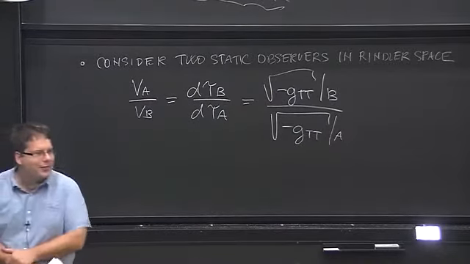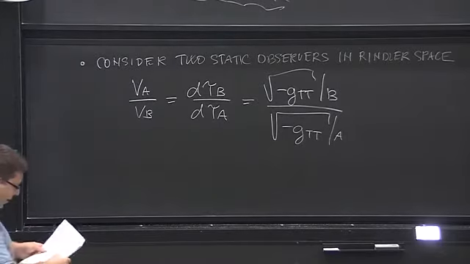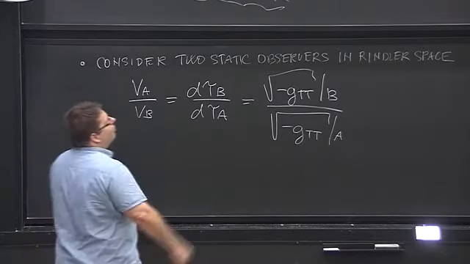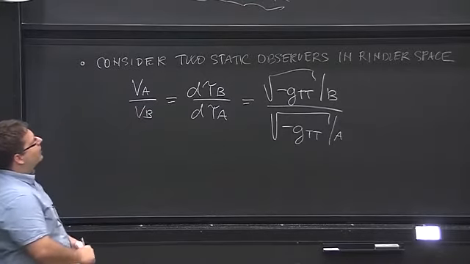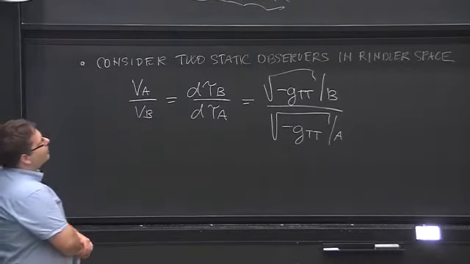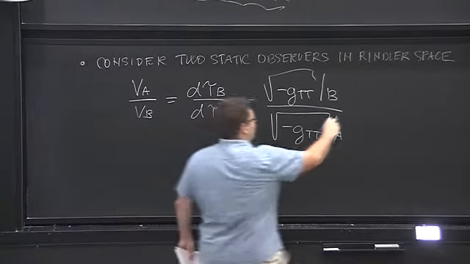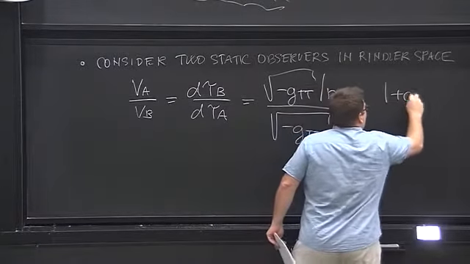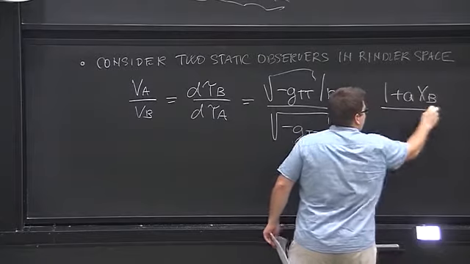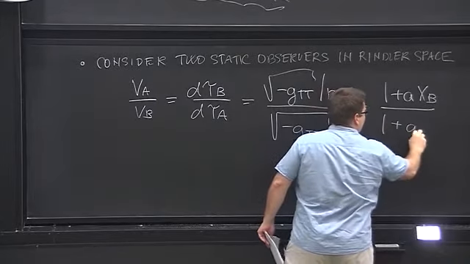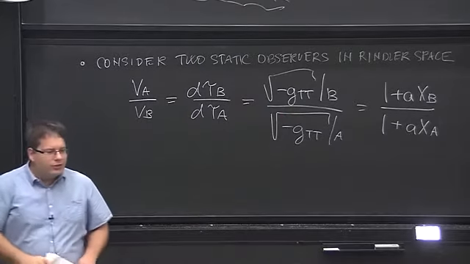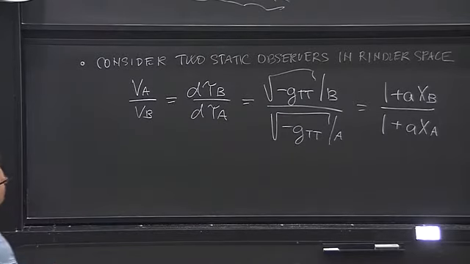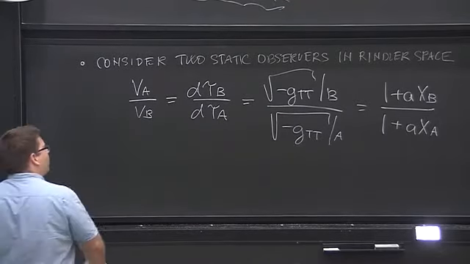Okay, that's the formula we have seen a long time ago. Now, if you look at what your GTT is, GTT is minus 1 plus AX squared. So minus is gone and the square is gone. So it's 1 plus A XB divided by 1 plus A XA. So A is the acceleration of the observer sitting at x equal to 0.